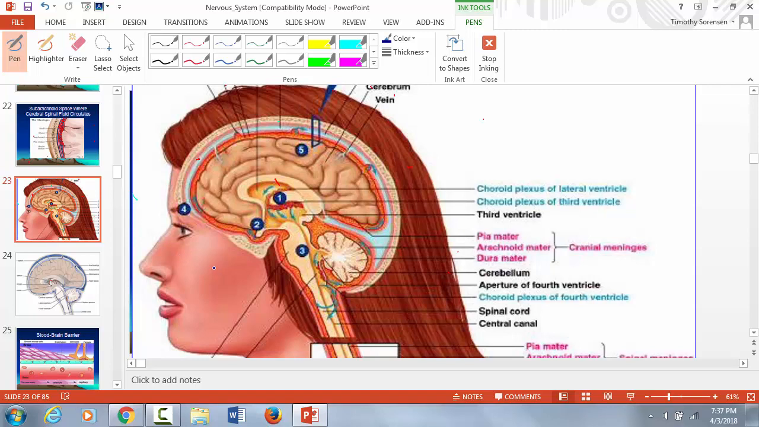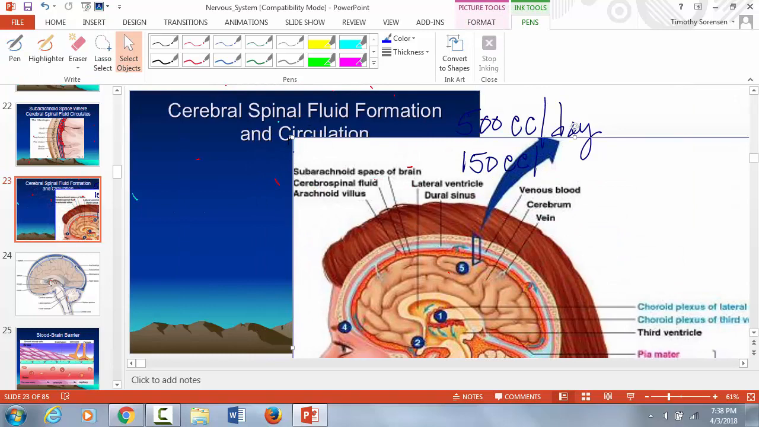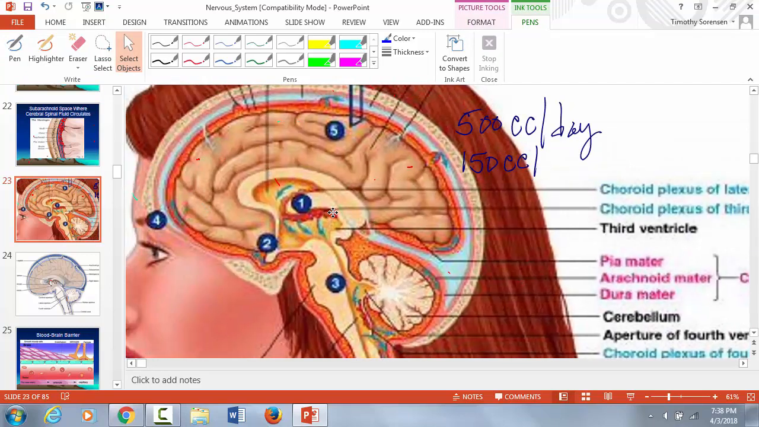All right, watch. I'm going to explain to you the production and circulation of cerebral spinal fluid. First of all, about 500 cc's of cerebral spinal fluid is made each day in an average adult, and on average, only 150 cc's is circulating around the brain and spinal cord. So that means 350 cc's somehow has to get drained off. Let me explain where you are. The little orange strip here is the subarachnoid space, and that's where cerebral spinal fluid circulates.